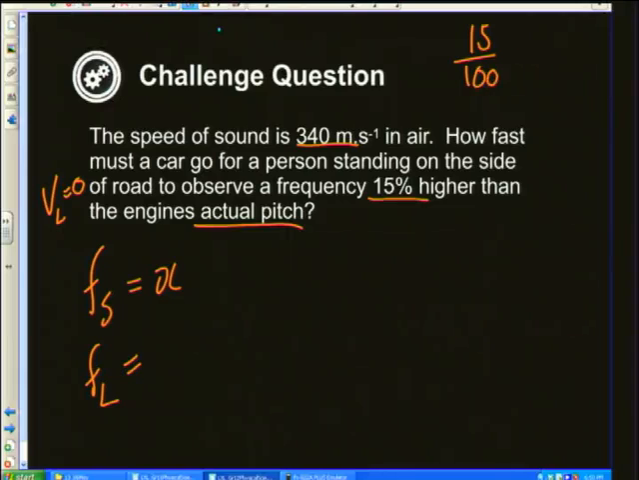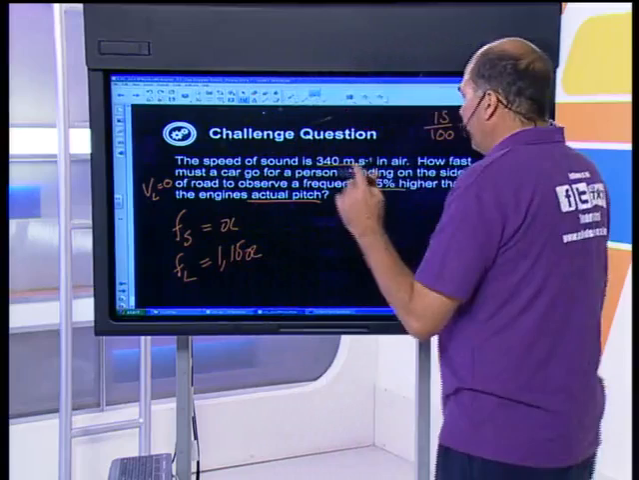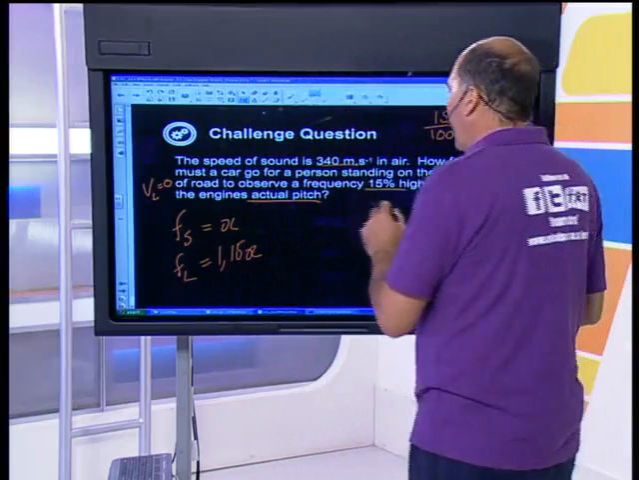So if I want to increase something by 15%, I'm going to say 15% plus 100% to give me 115%. And 115%, if I write it as a decimal, is going to be 1,15. So I'm going to say that if X is the frequency of the source, then 1,15 of X is the frequency of the listener. That's what I want it to be. Okay? Now, let's see what we want.